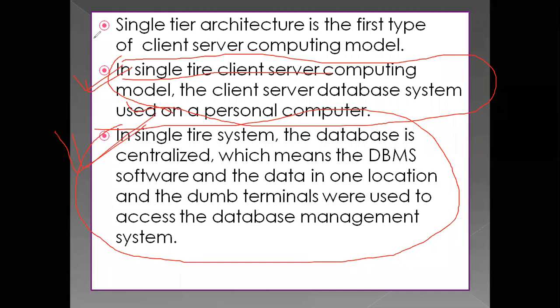So you have got what is single tier architecture. Okay, I'm repeating it again. In a single tier client server computing model, the client server database system is using a single computer or personal computer. Here the database is centralized, and this means DBMS software and the data are in one location, and terminals were used to access. Terminals means you can create your own account, and through that account you can access the kernel through that terminal. So overall they are at the same location and they are being connected to each other, right? No middle tier between them. So that is our single tier architecture.